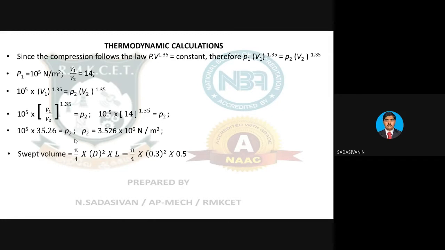Pi by 4 into bore diameter square, that is my cross sectional area. Okay, so this is your A1, the cross section area of your cylinder, multiplied by stroke length is your swept volume. This everybody knows, right? From your thermal engineering that you have studied last time. You should know what is swept volume, clearance volume, everything.